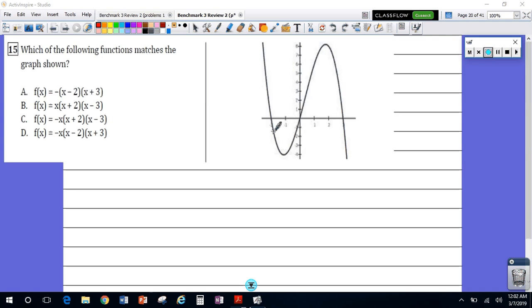Problem number 15. Now if you observe this graph, the left side is going up, the right side comes down.